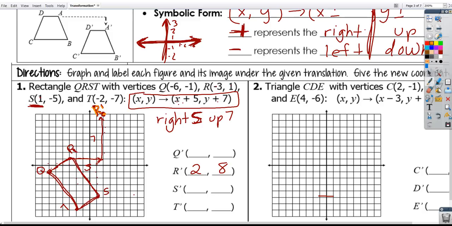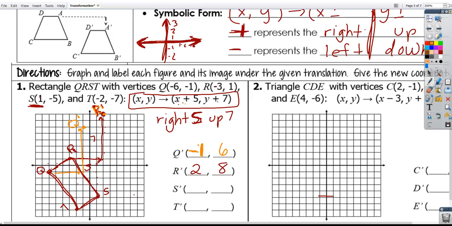Okay, so we'll just go back and do Q prime. So -6 plus 5 is going to be -1. Because if you owe someone $6 and you pay off 5, you still owe them 1. -1 plus 7 is going to be 6. Okay, so you could have just counted right 5, 1, 2, 3, 4, 5, up 7, or you could have done the point. Either way is right. Okay, so right 5, up 7. Okay, and put our point. So that was Q prime.